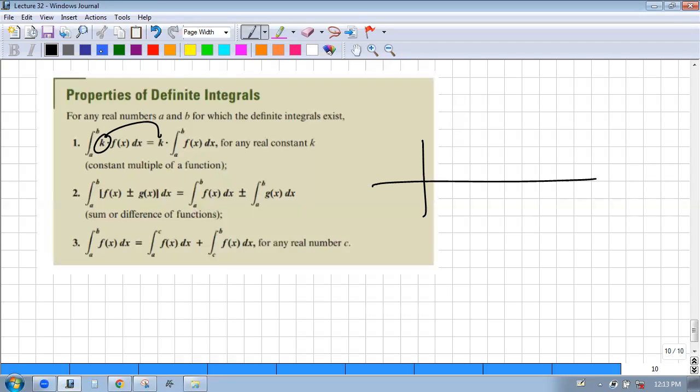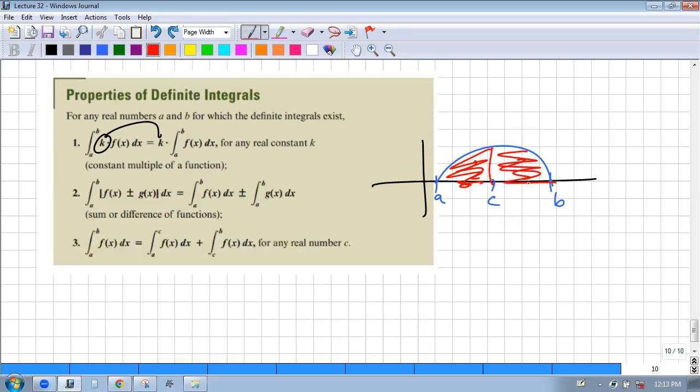What it's saying is, let's say I have A, this is B. Pick something in here. What this says is this area is the same as this area plus this area. The area from A to C plus the area from C to B is the same as the area from A to B. That's all that's saying. So you can take an interval and break it up and do 2 intervals if you want.